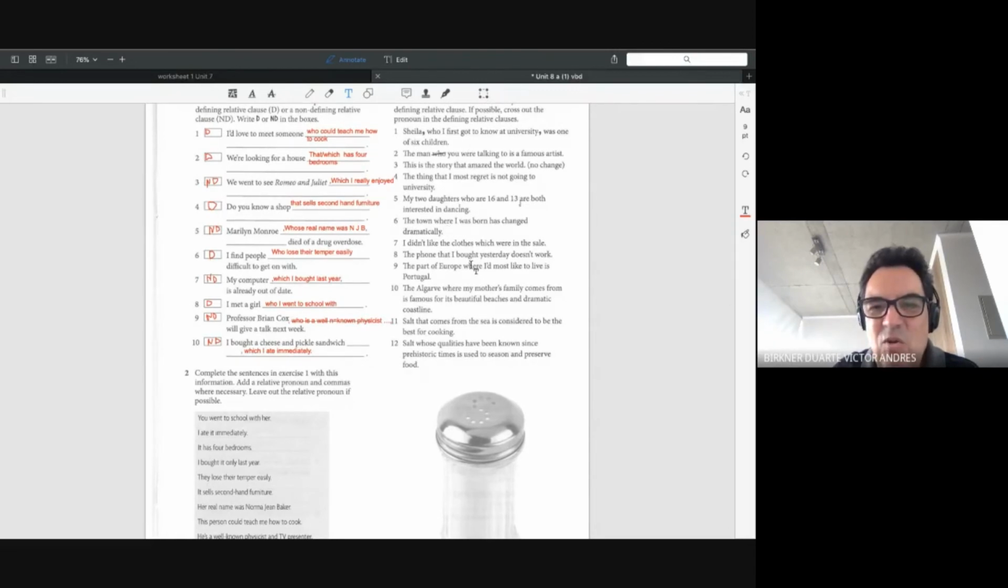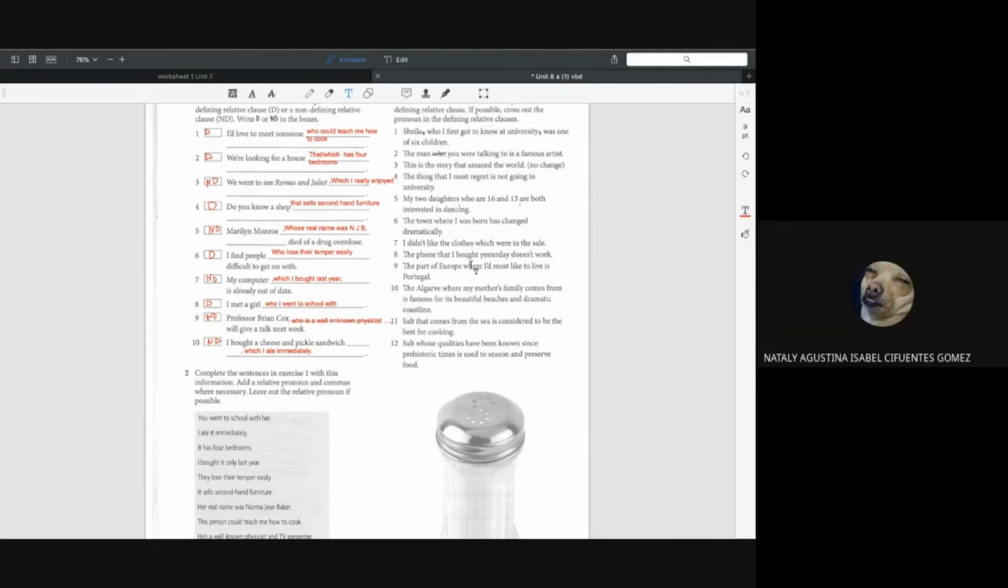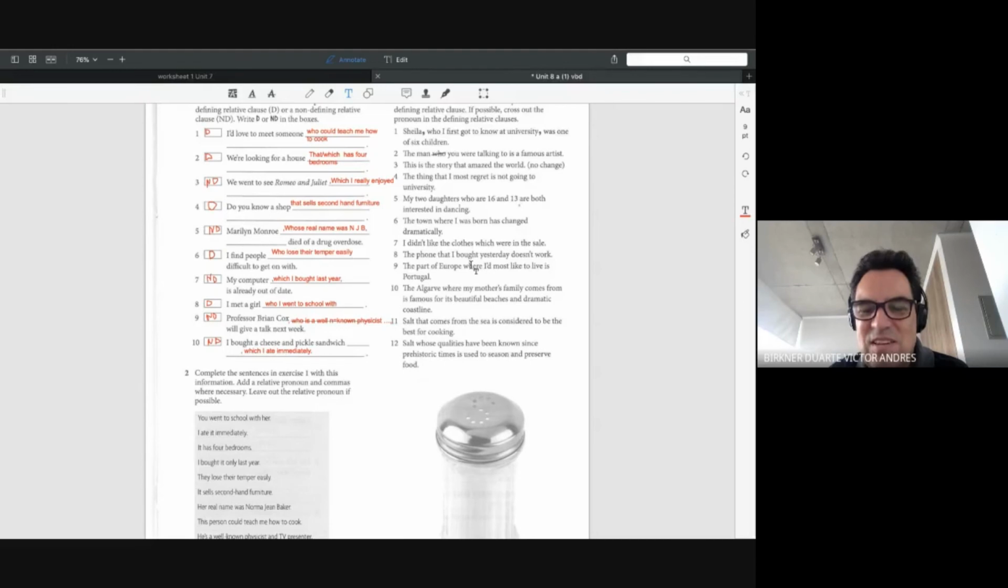I didn't like the clothes which were in the sale. What do you think about this? Can we use commas or can we omit the pronoun? I think no change. We cannot, because if I say just I didn't like the clothes, that would be something missing, right?